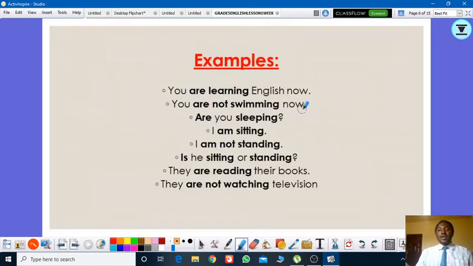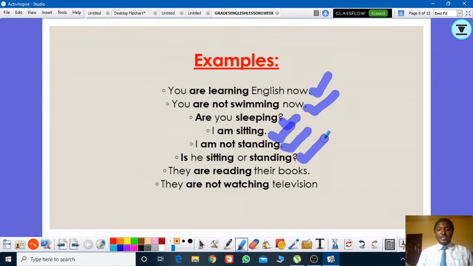You are learning English now. You are not swimming now. Are you sleeping? That's a question form. I am sitting, an affirmative form. I am not standing, a negative sentence. Is he sitting or standing? That's a question form. They are reading their books.